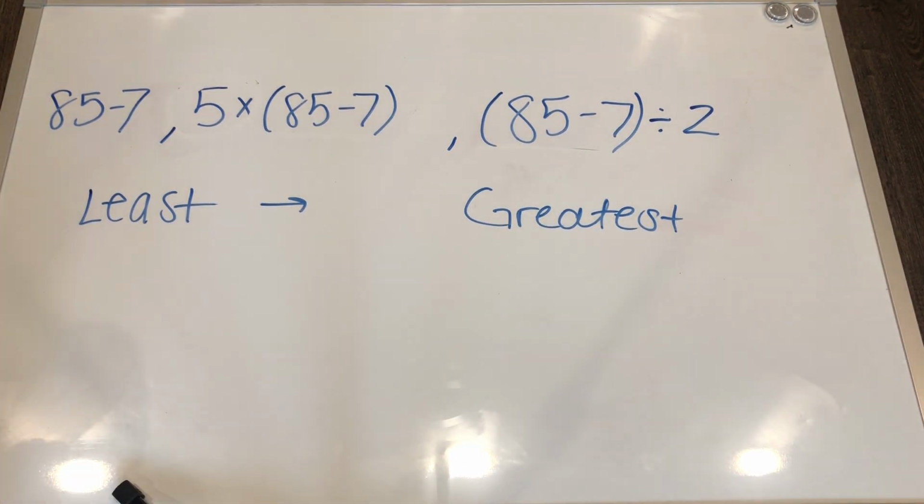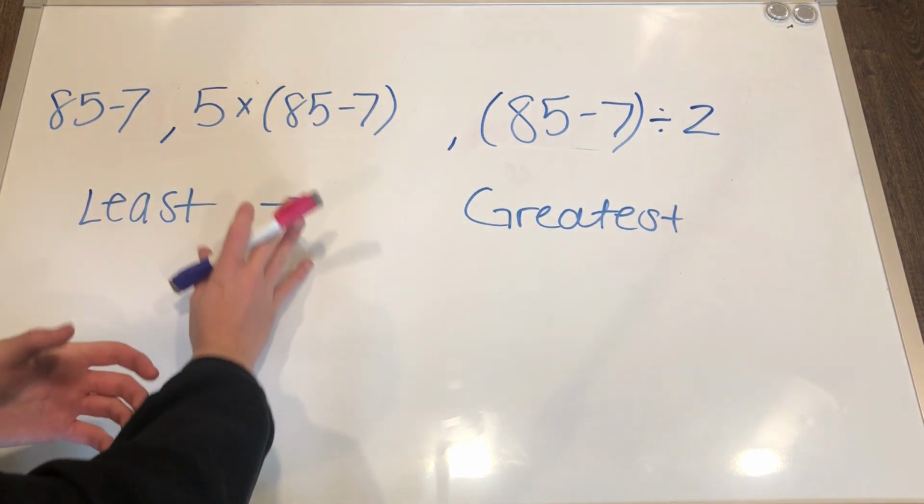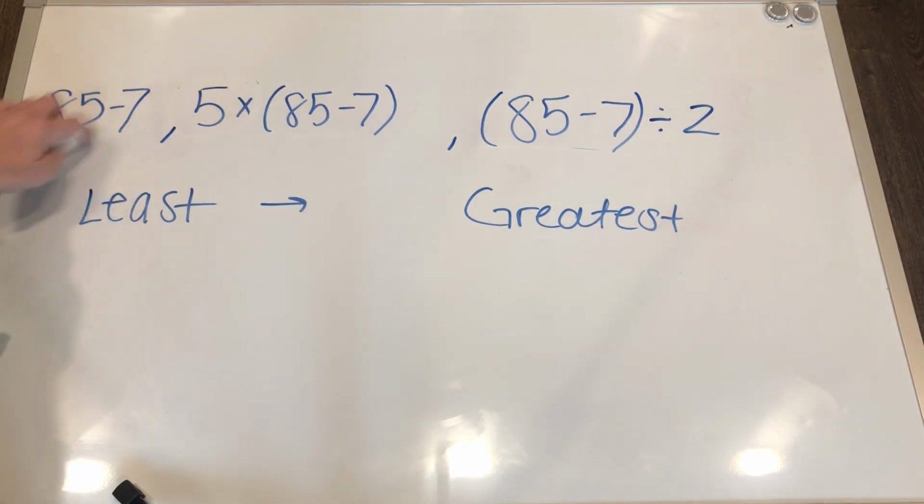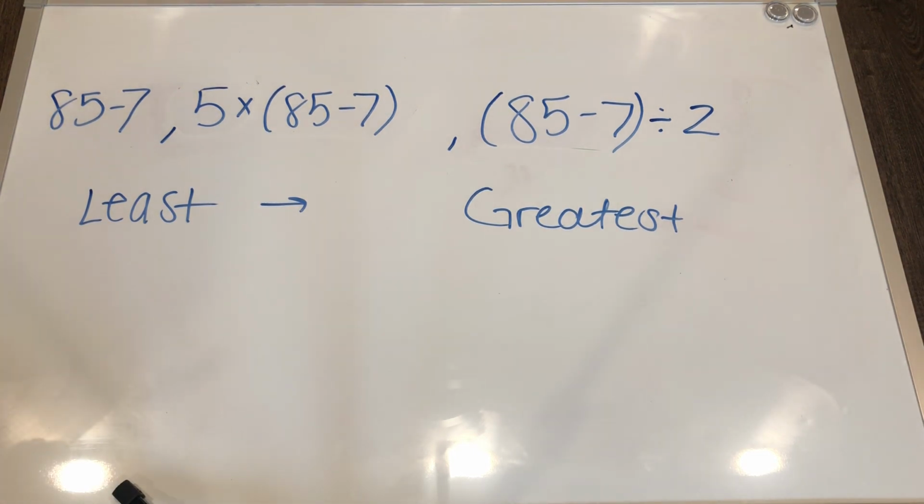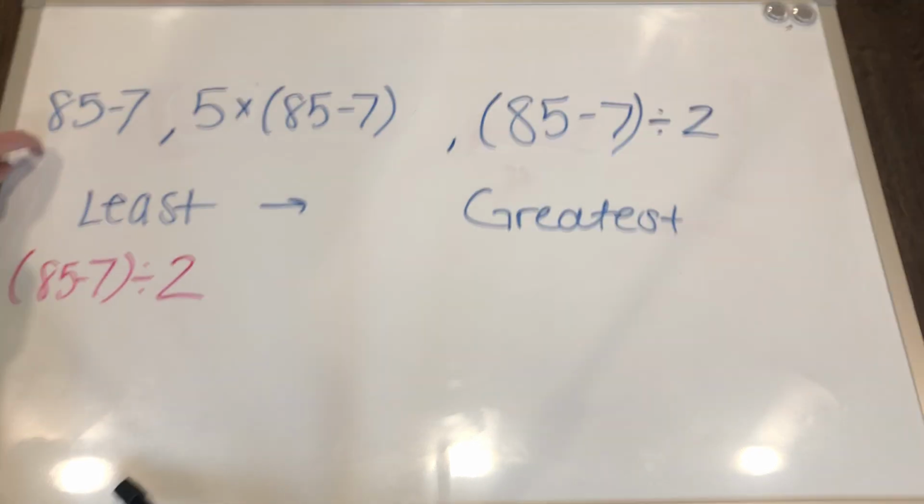The smallest number is going to be, what operation are we going to use to get an even smaller number? So here's our original, 85 minus 7. Now we have to look at these 2. We already discussed before that 5 times 85 minus 7 is going to be bigger than this. So now we have to look at 85 minus 7 divided by 2. Whenever we're dividing something, we're splitting something up into equal groups, so that means we're making something smaller. So this expression, 85 minus 7 divided by 2, is going to be smaller than our original one.